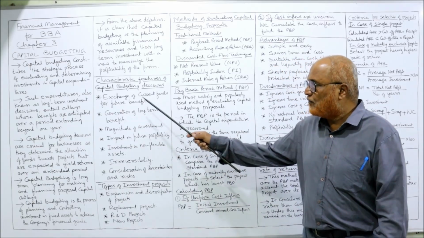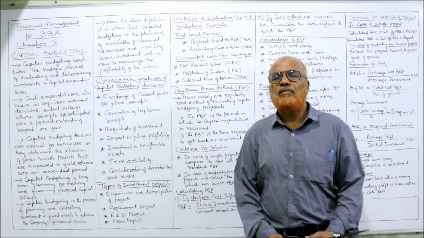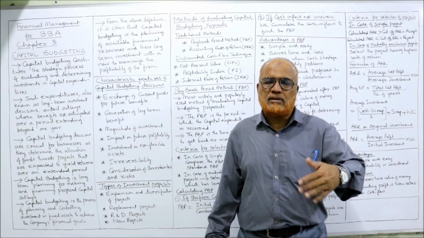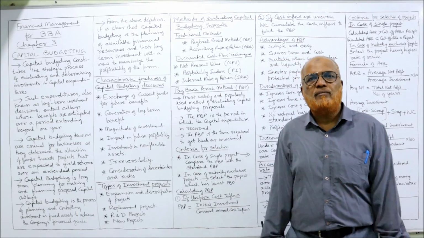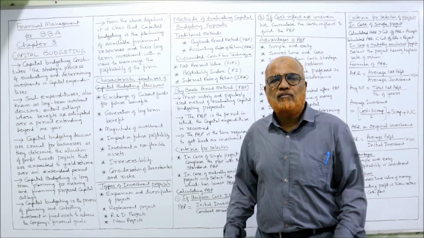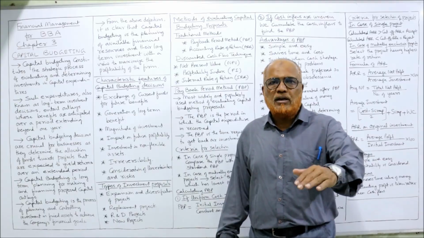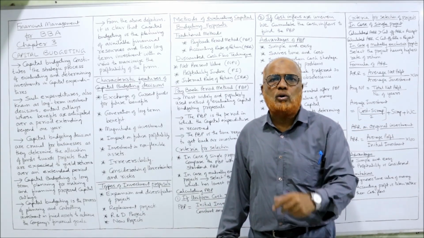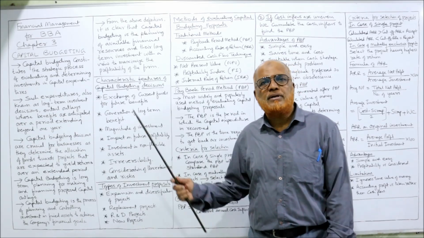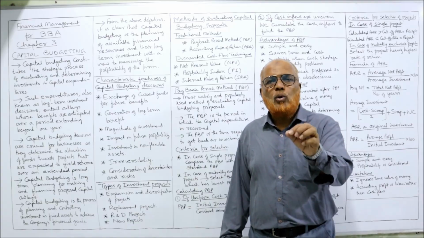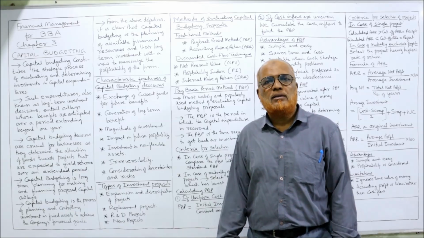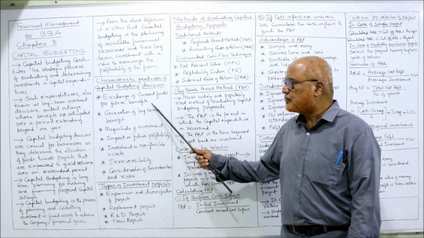So what are the characteristics? First, exchange of current funds with future benefits. Normally when we make investment in our routine tactical way, immediately we'll get the benefit. The benefit will not be prolonged. For example, if you go to purchase vegetables or groceries, immediately you are making the payment and you are getting the goods. Exchange is immediate. Whereas in case of capital budgeting decisions, you are making the investment now, but you are going to get the benefit in future.